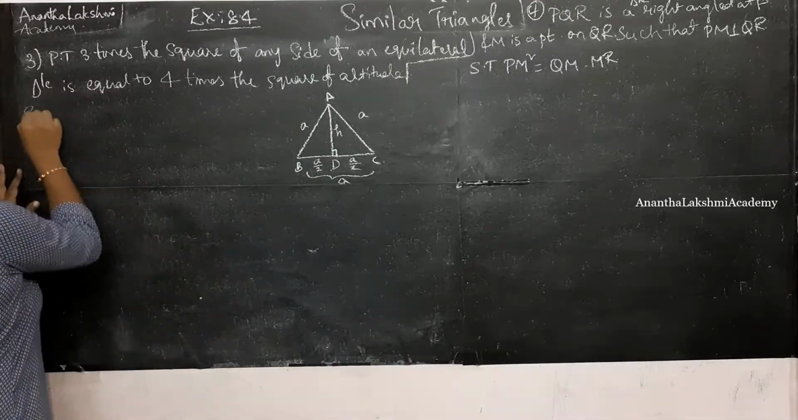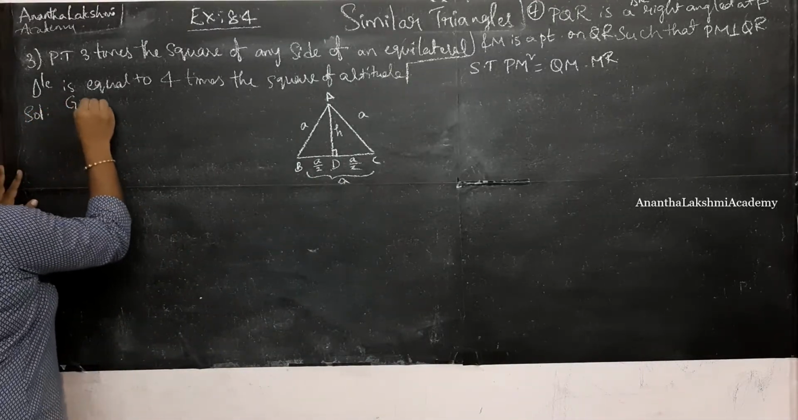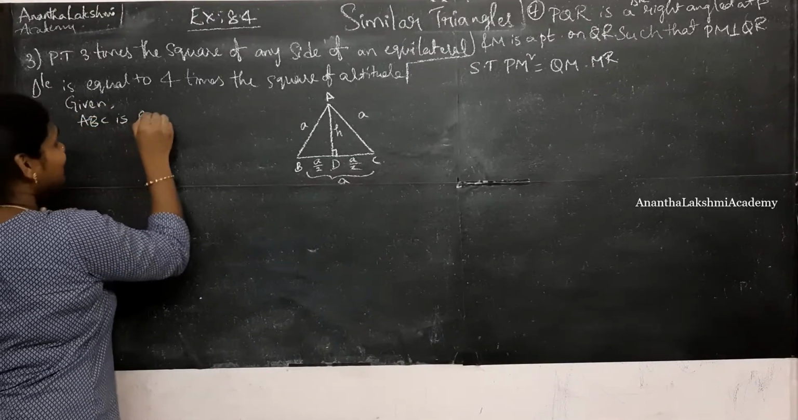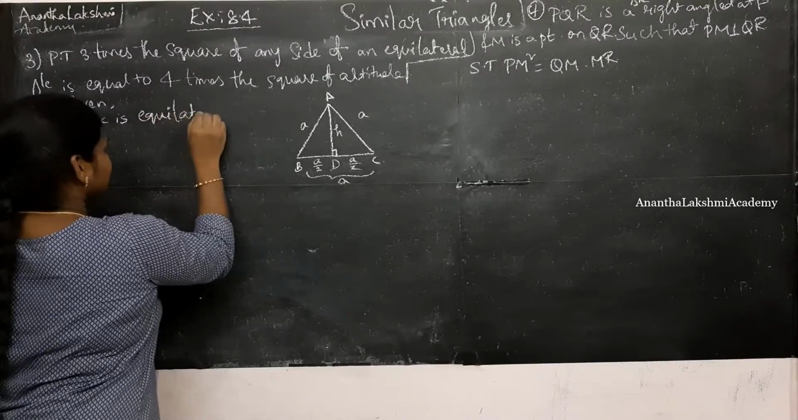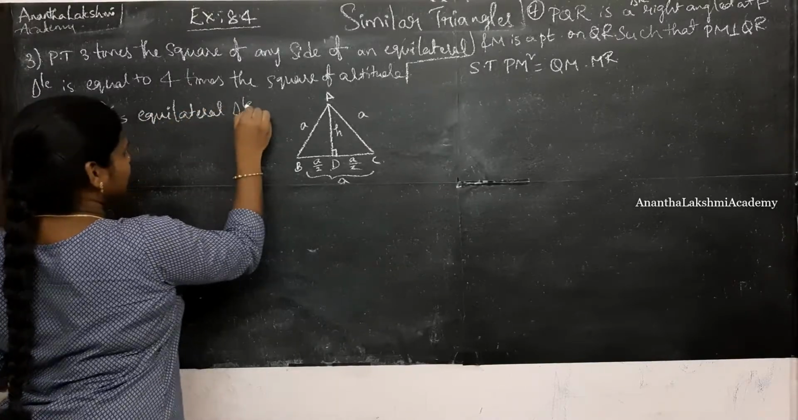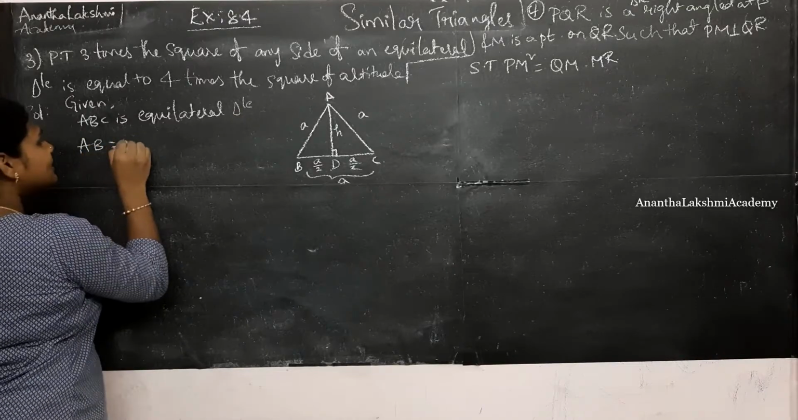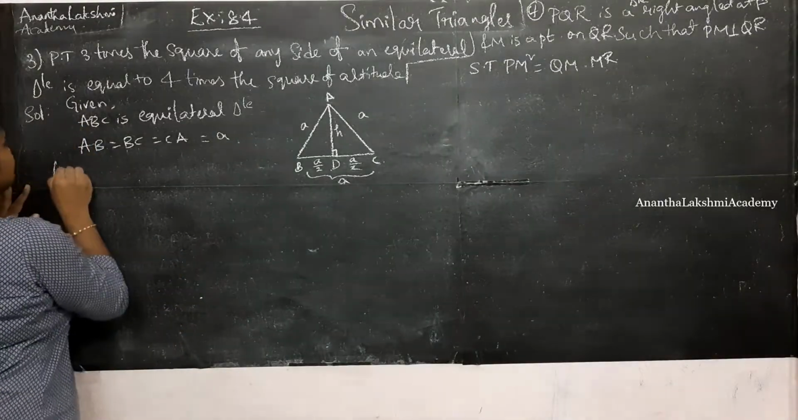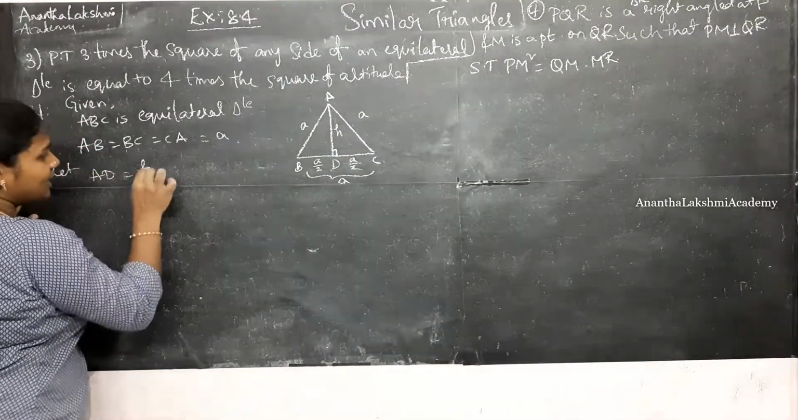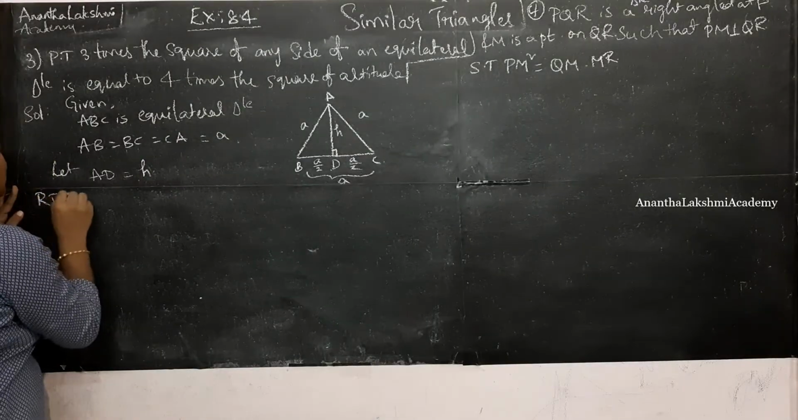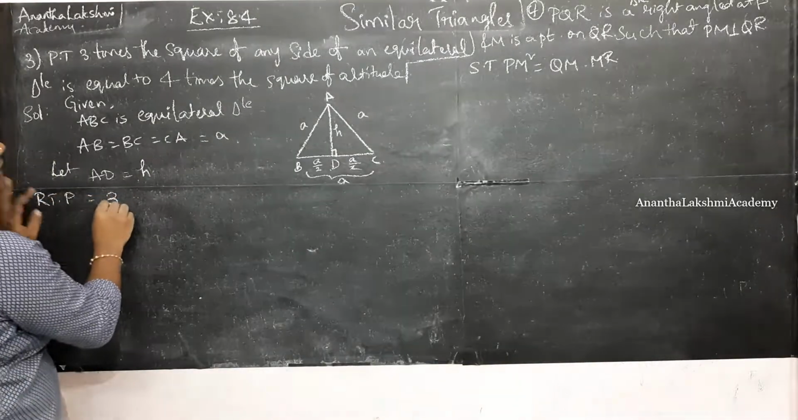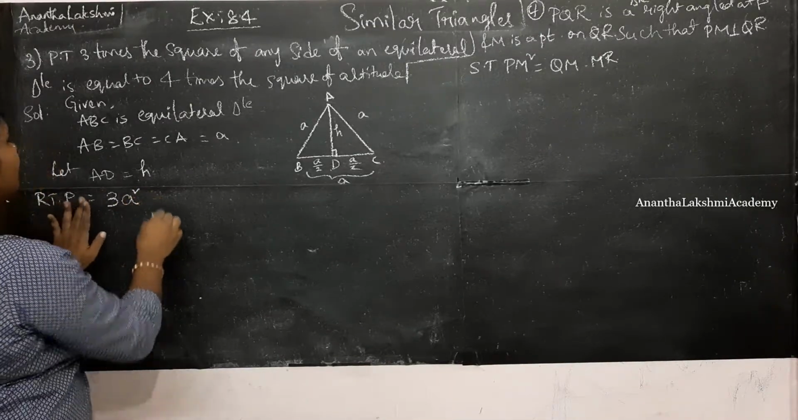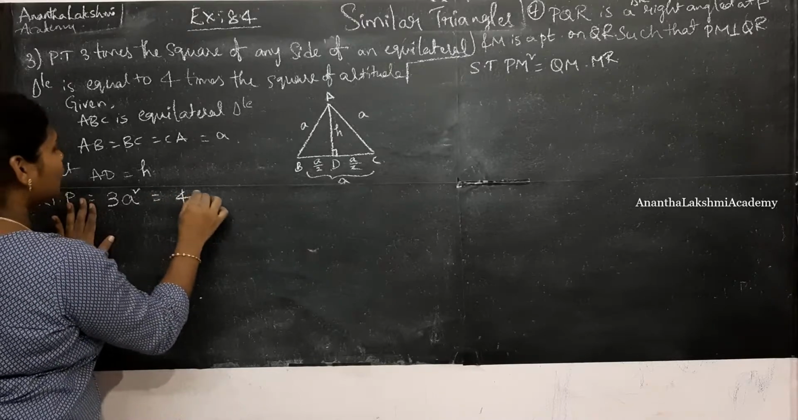Okay. So solution. What is given? ABC is an equilateral triangle, which means AB is equal to BC is equal to CA is equal to A. Okay, let AD be the altitude such that it is H. And what are we supposed to prove? 3 times the square of any side, which is nothing but A square, is equal to 4 times the square of the altitude.